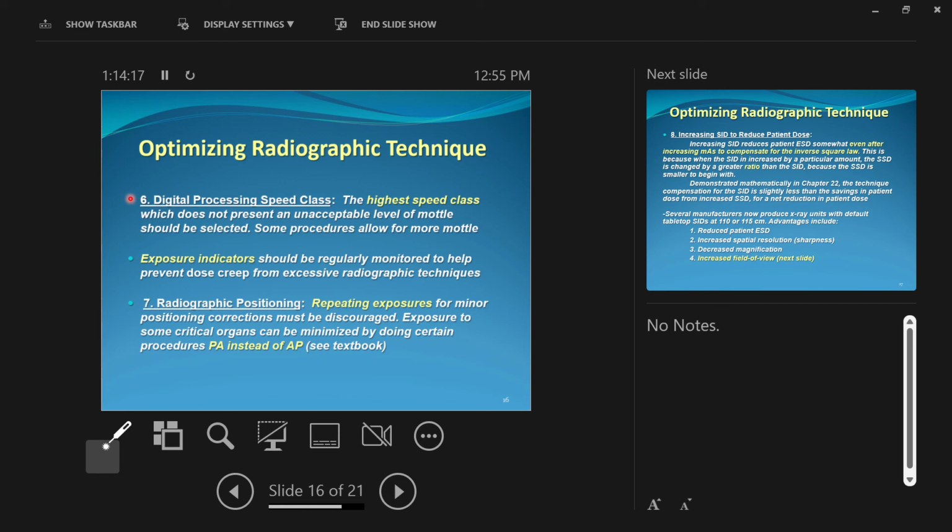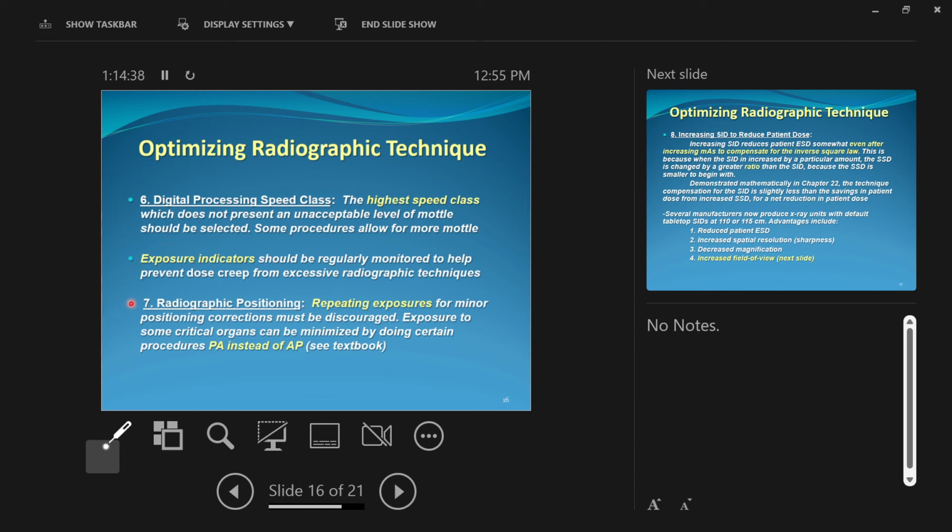So in digital, we would like the highest speed class which does not present an unacceptable level of modeling. Modeling is graininess, okay, lower detail, okay? And some procedures would allow for that, like the ones where we just don't need a ton of detail, right? So there we go, speed class.